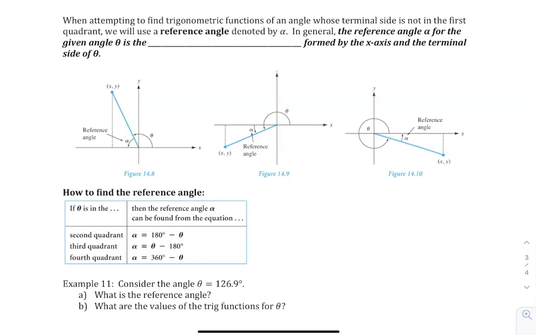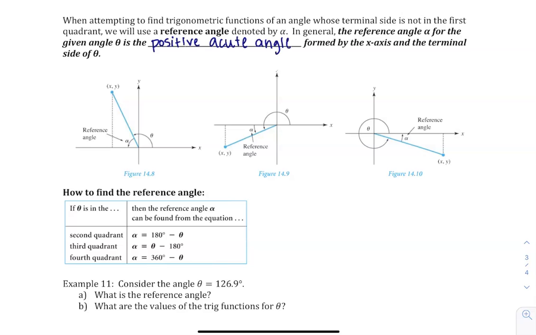So when we are trying to find the trig function for an angle where the terminal side is not in the first quadrant, we're going to have to figure out these reference angles. And we'll usually use an alpha for the reference angle. And what that reference angle is, it's just the positive acute angle that's formed by the x-axis and the terminal side of theta. So I guess I need angle here too.